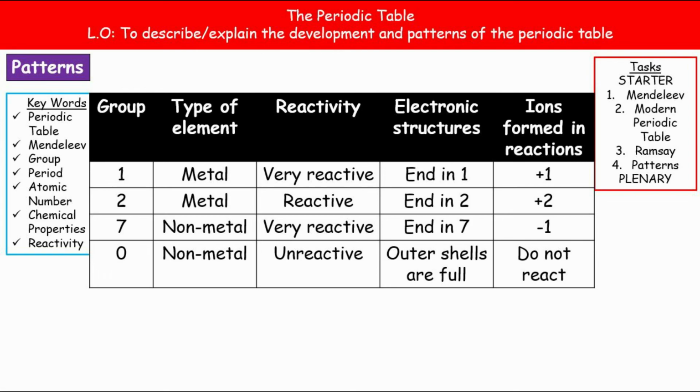If we think about the reactivity, group 1 are the very reactive ones, and you're going to study a lot more of that in C4, and group 7 are also very reactive, whereas group 2 is reactive and group 0 is unreactive. Then in terms of the electronic structure, our group 1s always end in 1, group 2s end in 2, group 7 ends in 7, and group 0, the outer shell is full. So whatever the number of electrons the outer shell can hold, that's how many it has. And then we've already talked about the ions. So that's a really quick guide for you on some of the patterns that we can have.